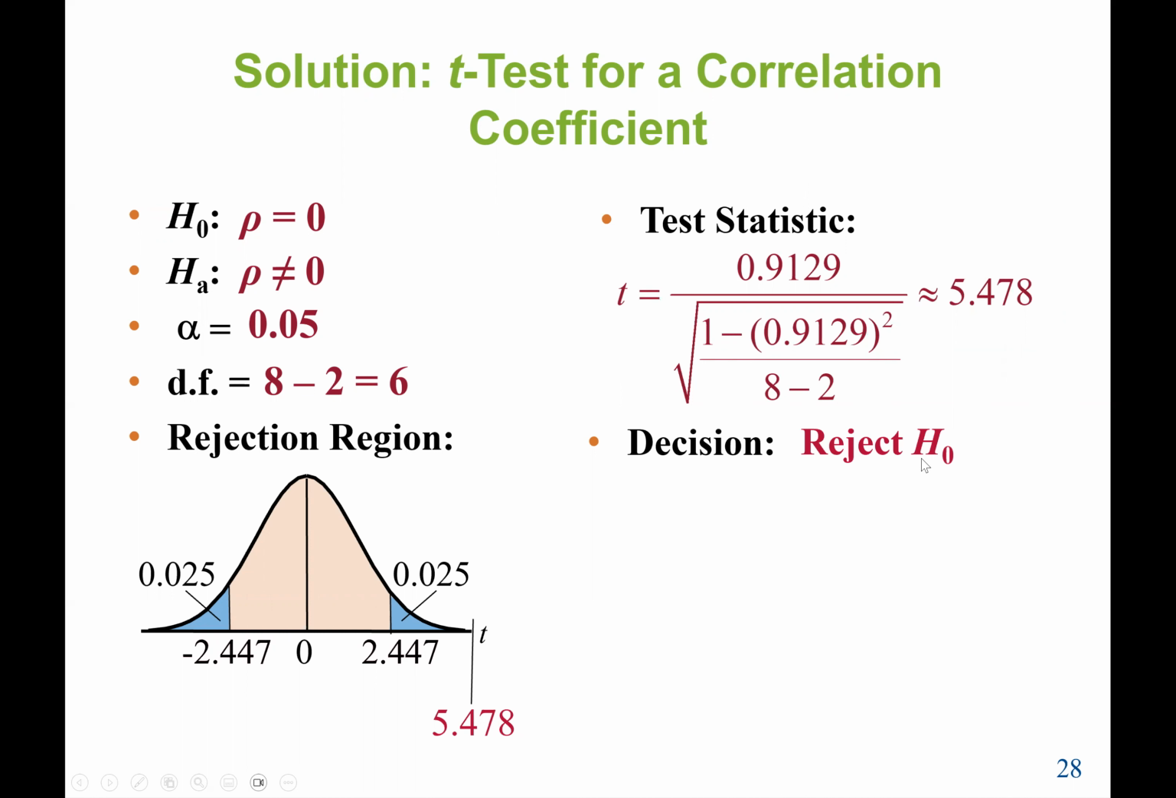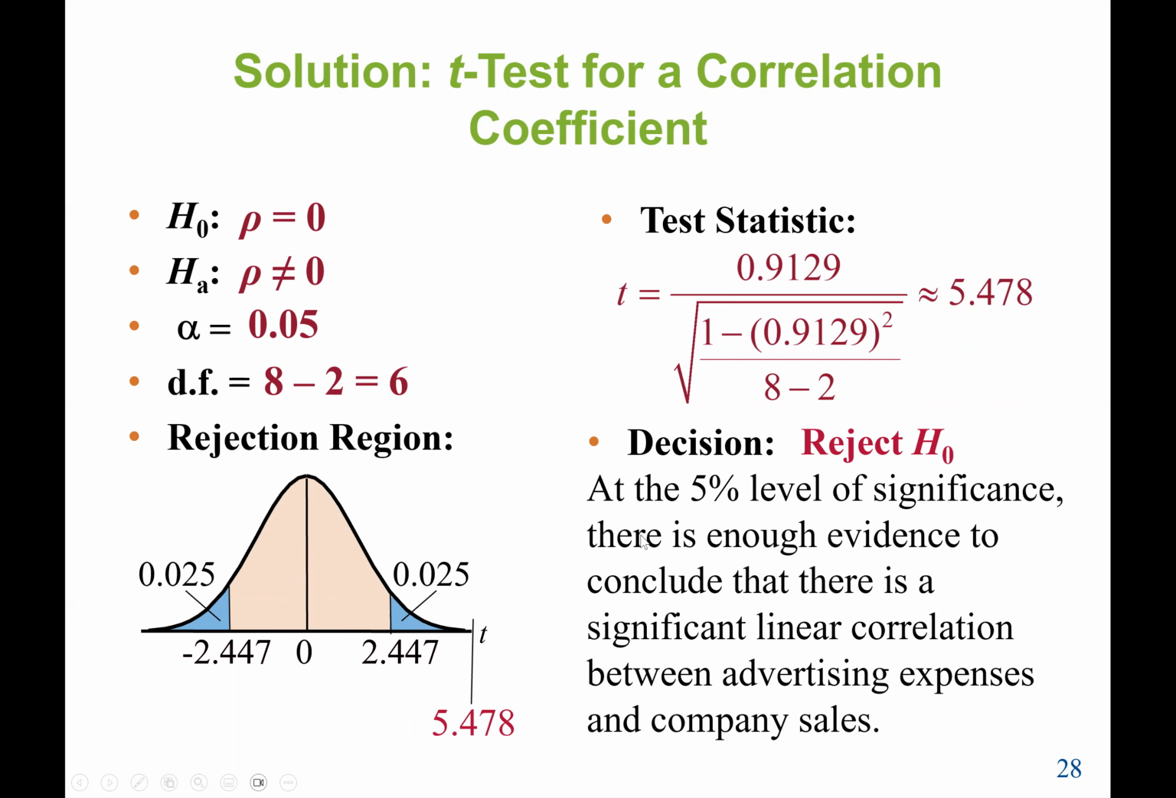So this means we are going to reject H0. Again, the blue area is the rejection area, and the orange area is fail to reject. So our final decision is, at the 5% level of significance, there is enough evidence to conclude that there's a significant linear correlation between advertising expenses and company sales. Remember, H0 means rho equal to 0, which means there's no relationship between the two variables. H_A means it's not equal.